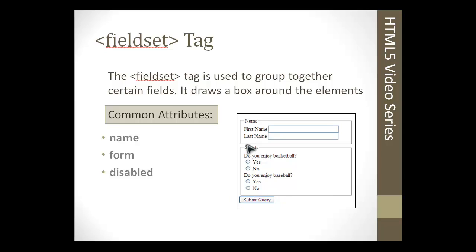And that would, by default, your browser will most likely draw this border around it with the label of the fieldset here. And as far as attributes, we have the name, just like any other form field. The form, which would just specify the name of the form, and then we have a disabled attribute, and this would just disable all the fields within a certain fieldset.